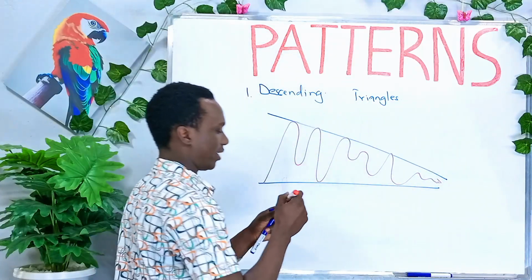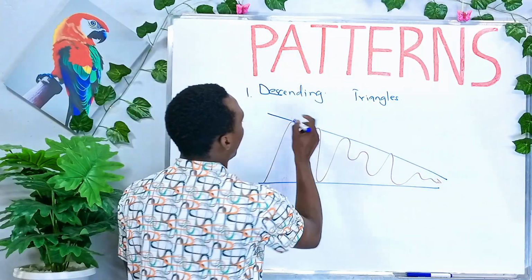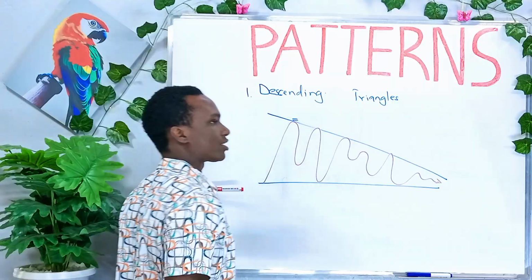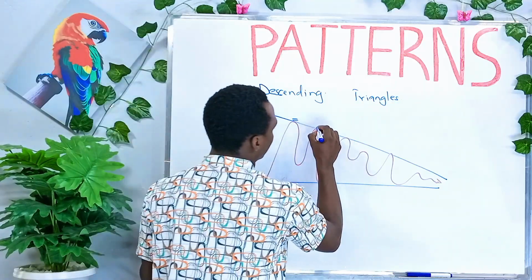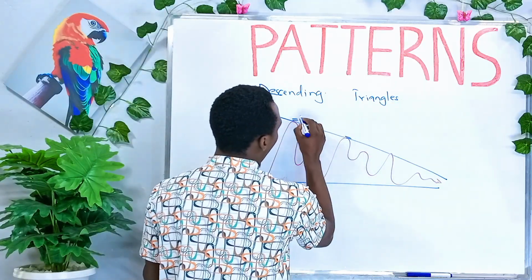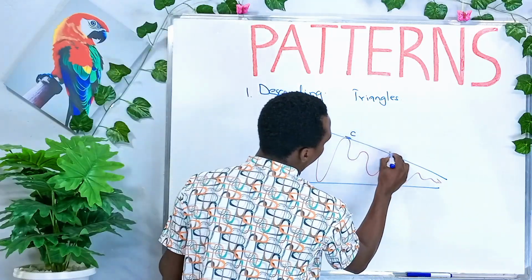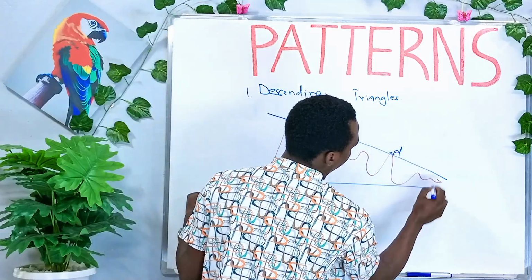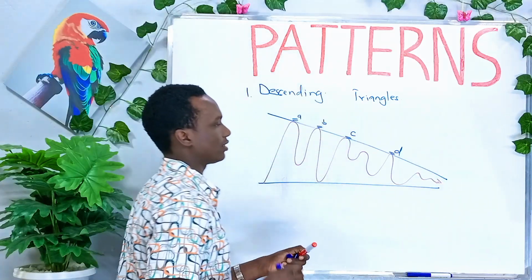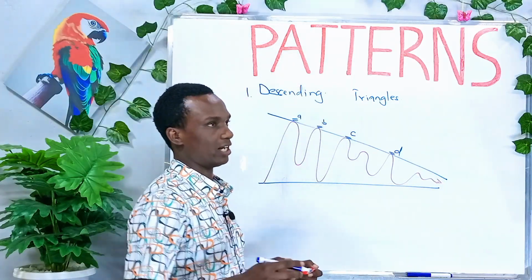That is our price. Then you are having strings of what? Lower highs and lower highs and lower highs. So this is the first lower high, second lower high, third lower high, the fourth lower high, and the price is going down and down and down.